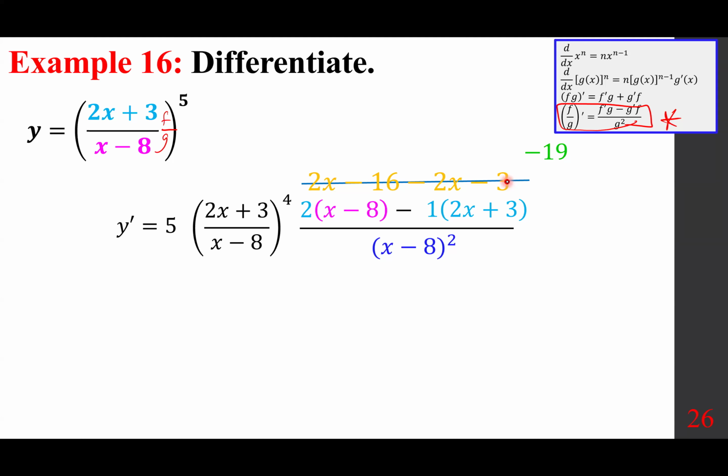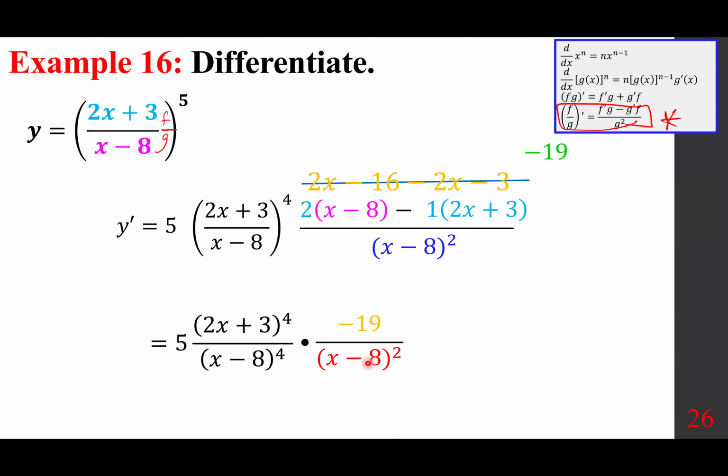So we have a huge fraction bar. What's at top? Number 5 is at top. 2x plus 3 to the power of 4 is at top. Negative 19 is at top. At the bottom is x minus 8 to the power of 4, x minus 8 squared. The reason I separate the top from the bottom is because I want everybody to see this has exponent 4. And now, the denominator obviously is x minus 8, and the exponent is 4 plus 2. The numerator is 5 times negative 19, which is negative 95, times 2x plus 3 to the power of 4.